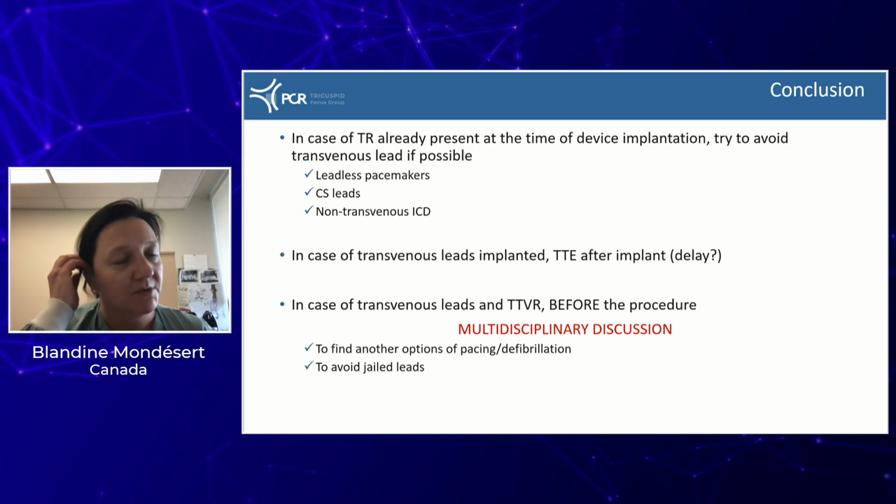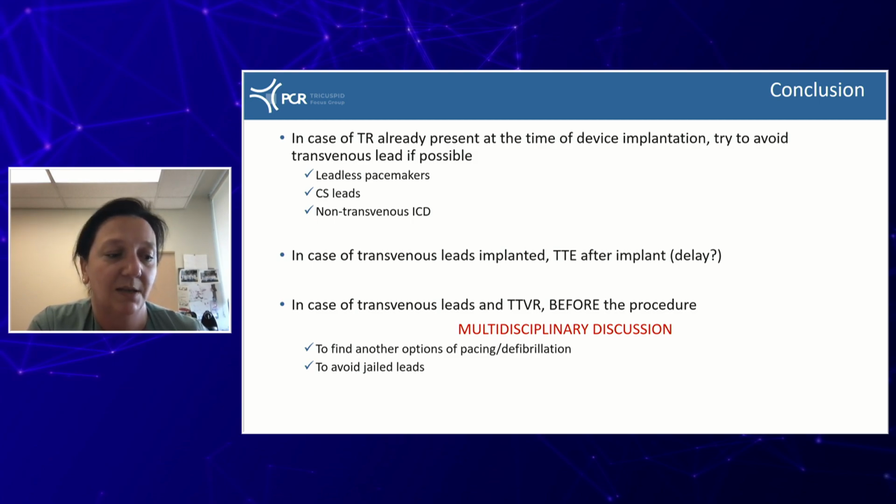In case of a transvenous ICD that you have already implanted, I think we should check the transthoracic echo after the implant. The delay is not well known so far, but at least 1 or 3 months after the implant. And in case of transvenous leads and transcatheter valve replacement, then before the procedure of TTVR you have to discuss with your colleagues in EP and interventional cardiology to find the best option for the patient in terms of different options of pacing and defibrillation. I think it's very important to discuss that in order to avoid jailing some leads in the patient.